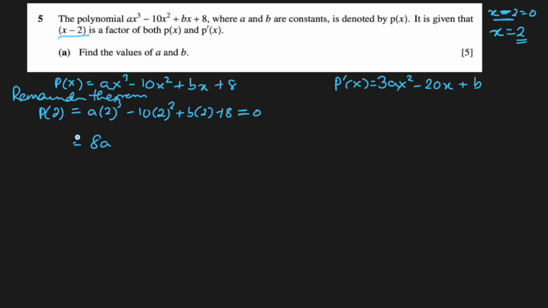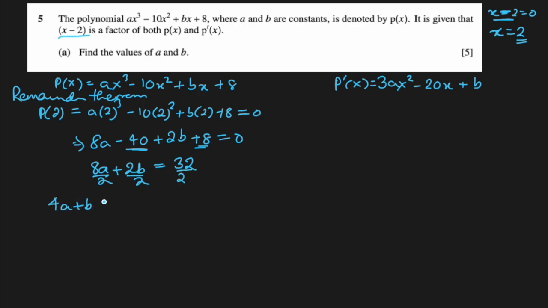8a minus 40 plus 2b plus 8 equal to 0. So let's bring the numbers to the right side. So 8a plus 2b equal to minus 40 plus 8, which is minus 32. Make it positive 32 here. All are even, so let's divide all of them by 2 so that it becomes simpler. 4a plus b equal to 16. This becomes equation number 1.